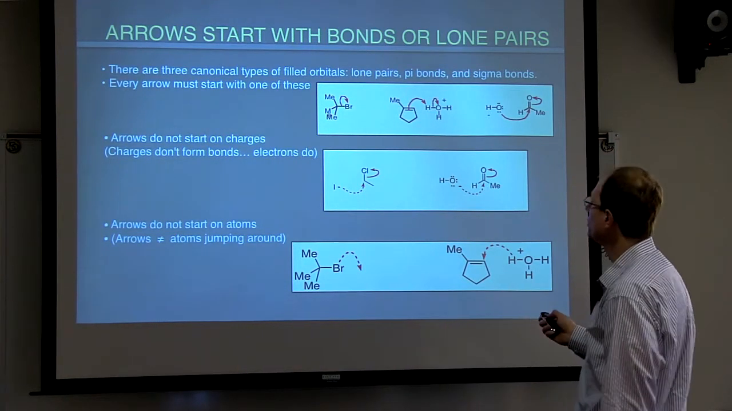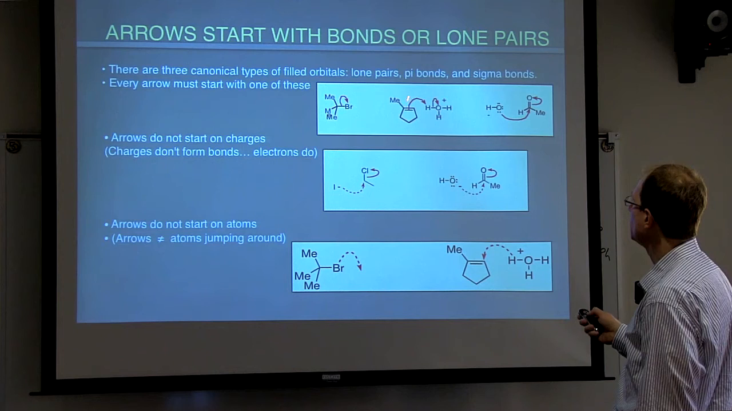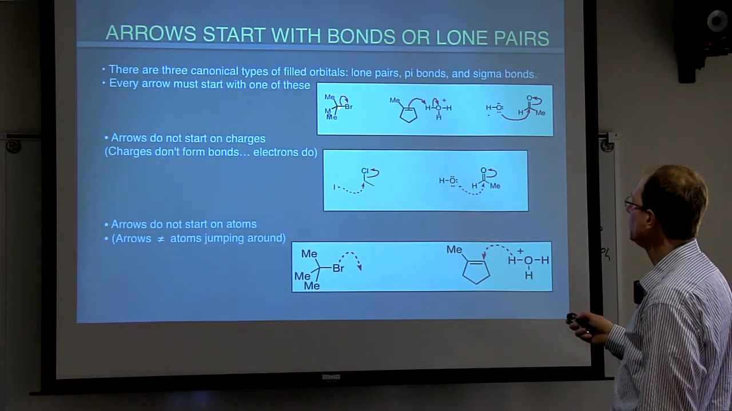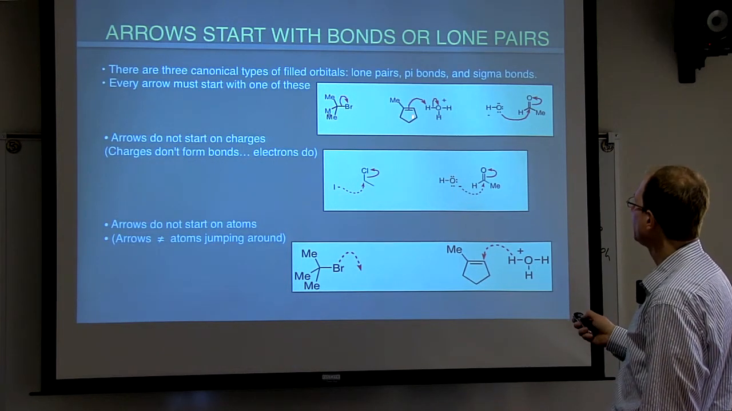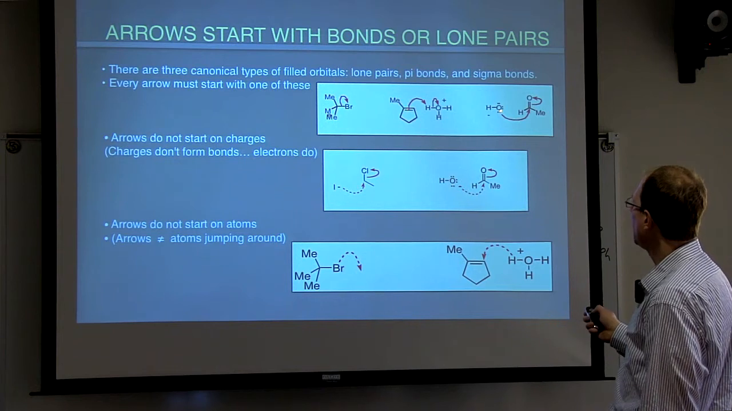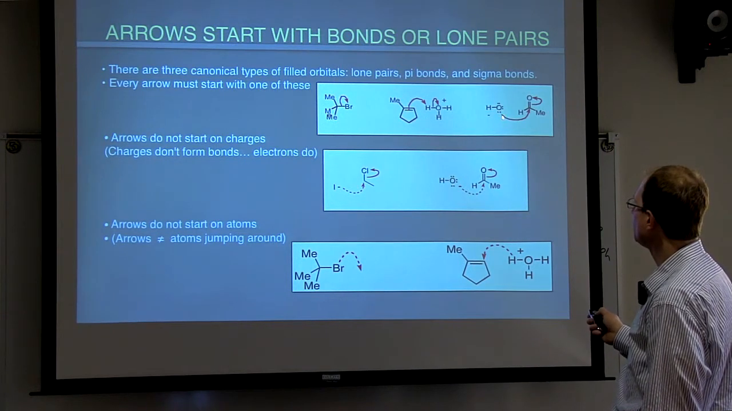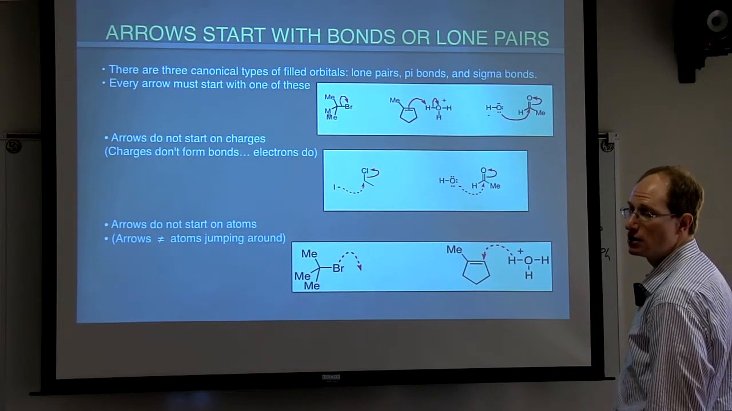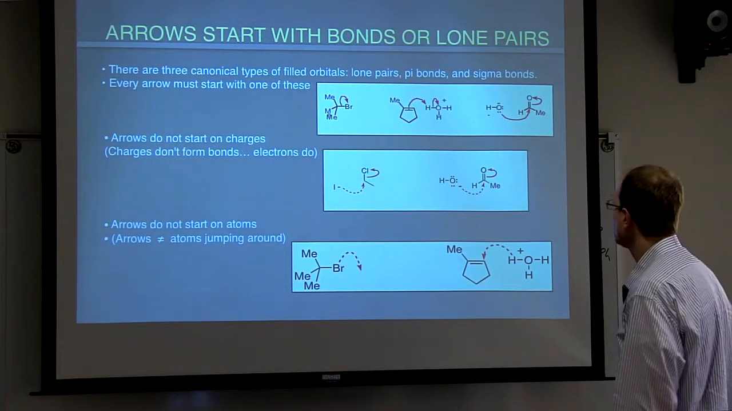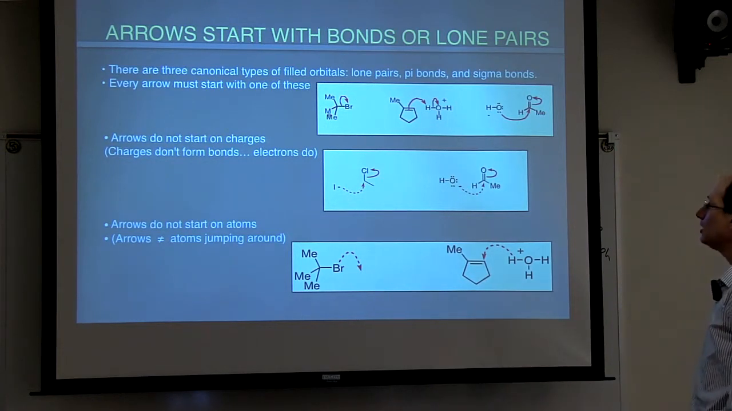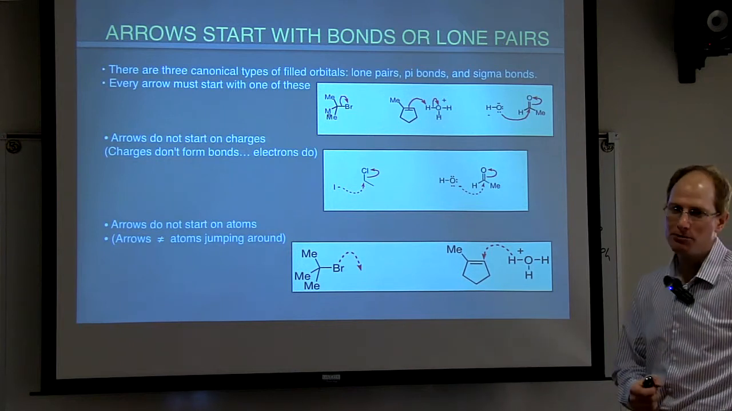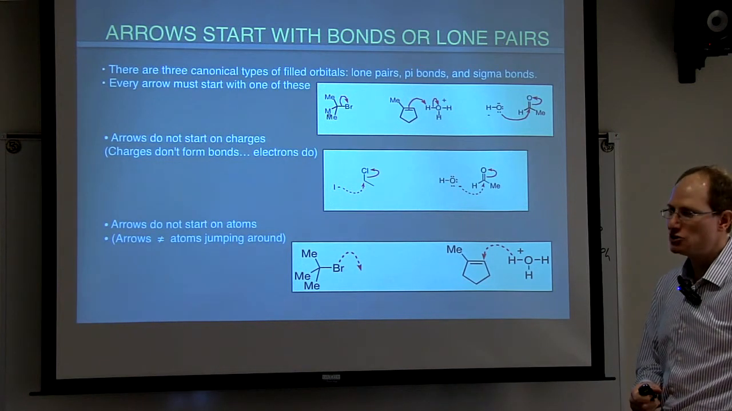Okay, so here's electrons that are starting with another bond, in this case a pi bond. Here they are starting with a sigma bond, here they are starting with a pi bond, and here they are starting with a non-bonding lone pair. All 3 of these cases are correct. Contrast that with these cases over here where I'm showing you arrows starting on charges. This again is deeply appalling and totally wrong.